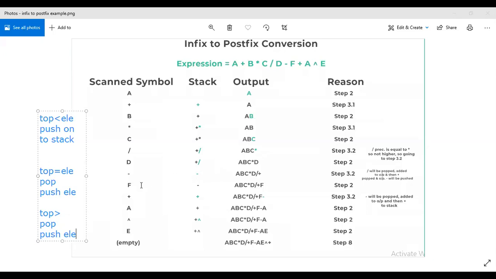So next F is encountered. Just because it is an operand, I will just print the value F. Next again, plus was encountered. Now the top of the stack is minus and the present operator which I scanned was plus. Both are equal, which means both are having equal preference. So what I will do, I will pop the top of the stack. That is, I popped minus. I printed it as an output. Next step is what? I will push my present element onto the stack. So plus will be there in the stack.